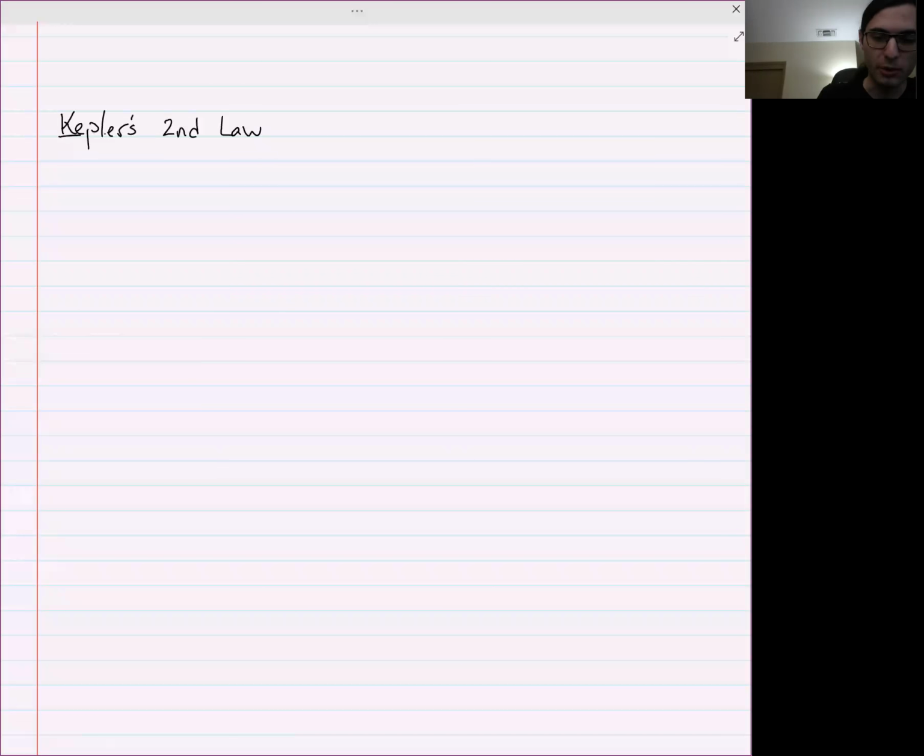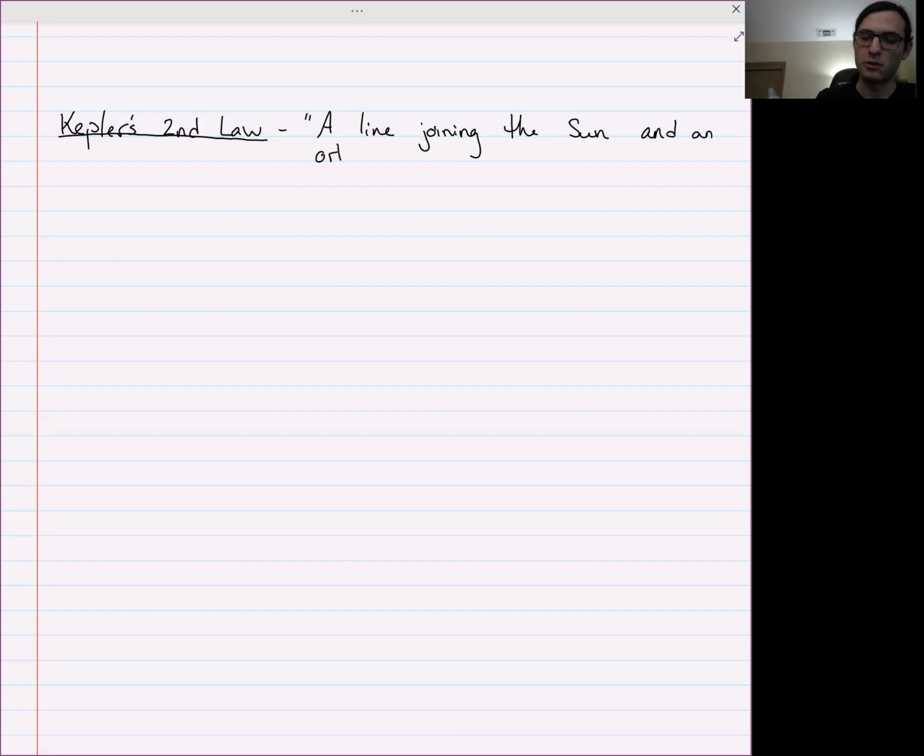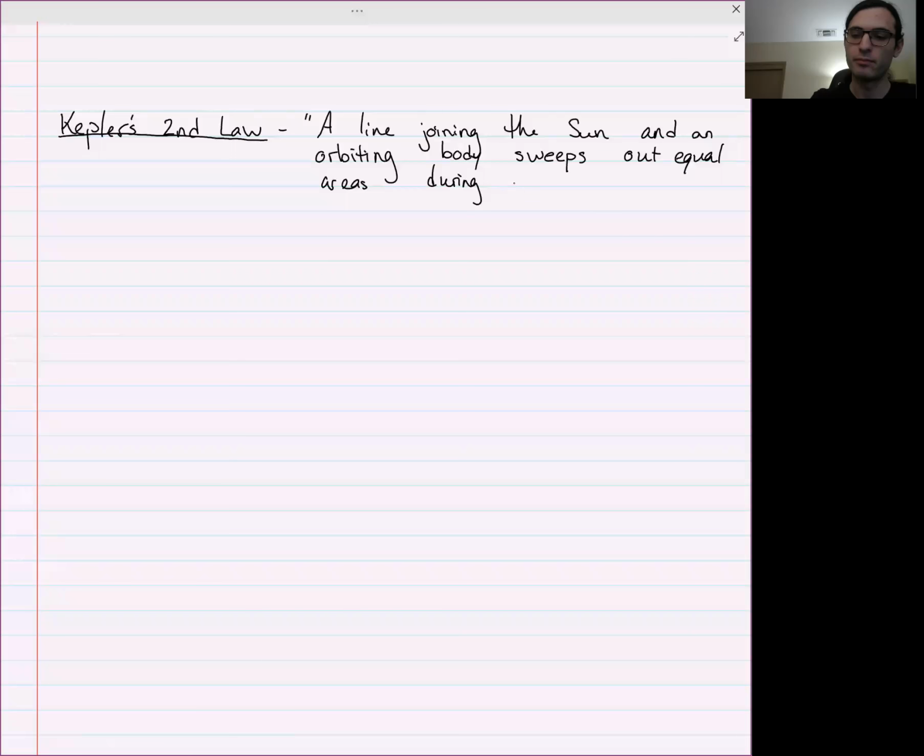Right, so Kepler's second law, much like the first, can be stated in words, which is a line joining the sun and an orbiting body sweeps out equal areas during equal intervals of time.